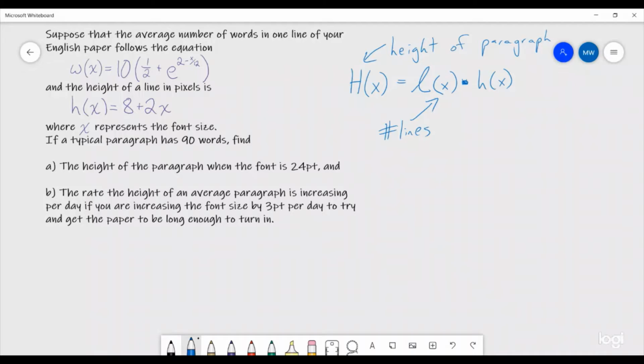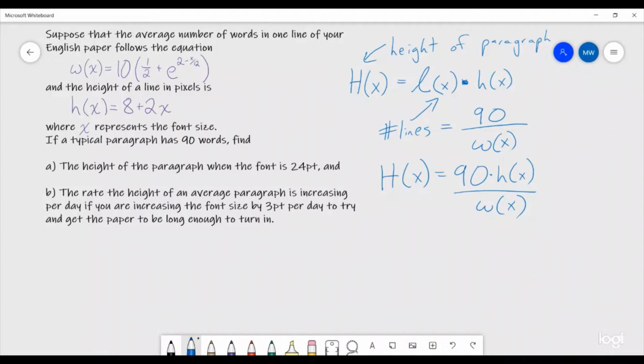So we need to figure out how many lines there are going to be in a paragraph. Well, we know that we can fit a certain number of words per line, and that's going to get us to how many lines there are going to be. So the number of lines is going to be 90 divided by how many words we can fit in one line. So that's 90 divided by W of x. That means our entire height function is going to be 90 times our line height divided by the number of words we can fit per line. And this is going to give us the height of the paragraph.